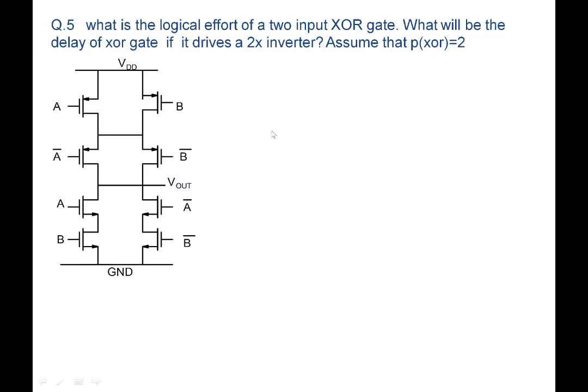All right, should I go over it, or can everybody find this out? Given an XOR gate, how do you find its logical effort? What will you do? What is the first step? Any gate that is given to you.